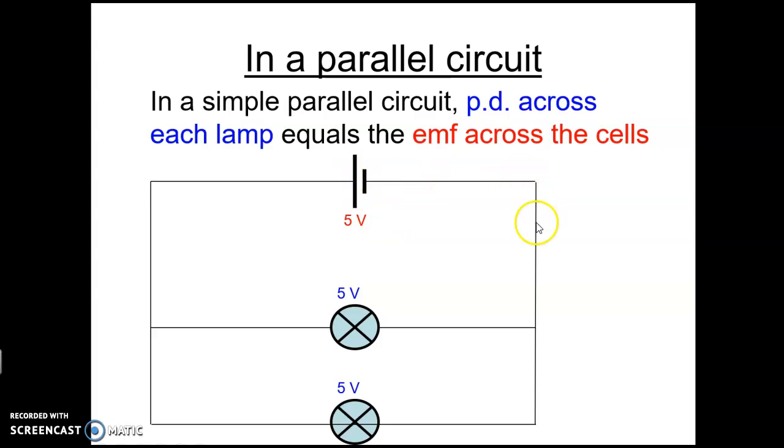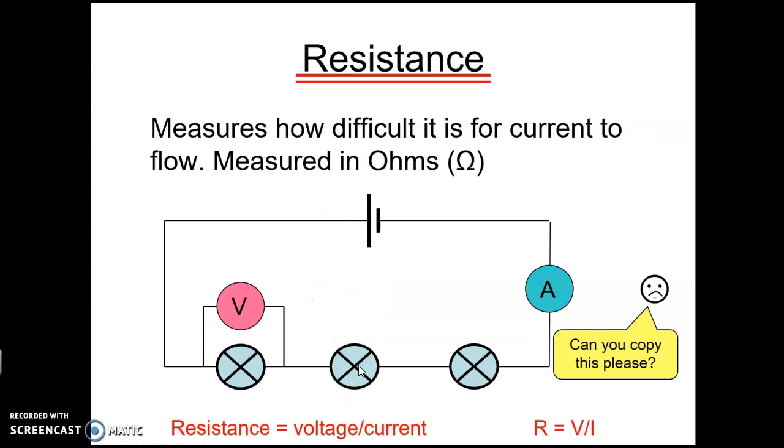Let's imagine one electron comes out with these 5 pieces of energy. Well, he can only go one way. If he goes this way, he gives all of his energy to this lamp and goes back to get more. If another electron comes out with their 5 joules of energy and goes this way, they give all of their energy to that lamp. So remember, the voltage measures the amount of energy that each coulomb gives. So in this case, they're the same.